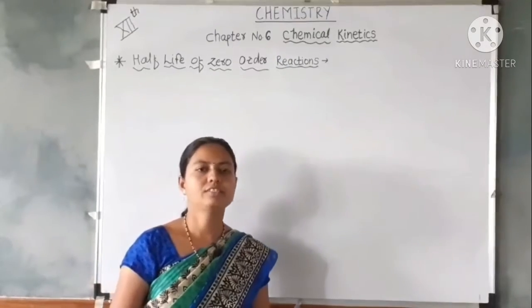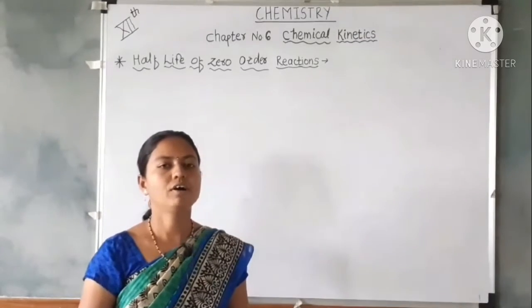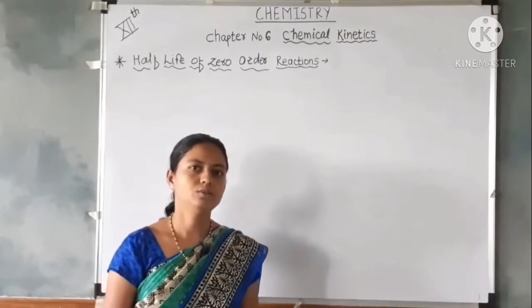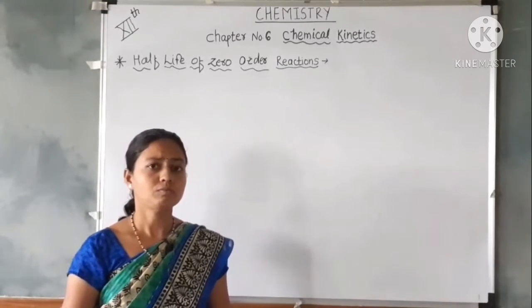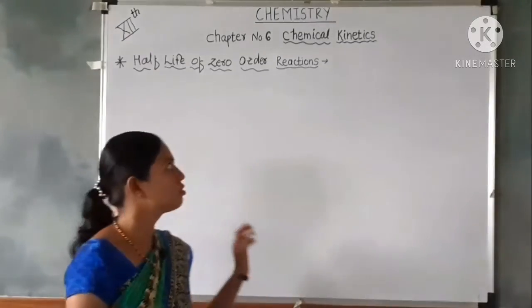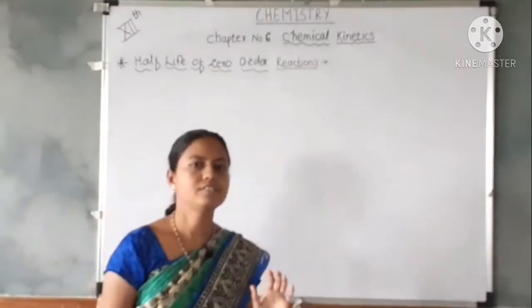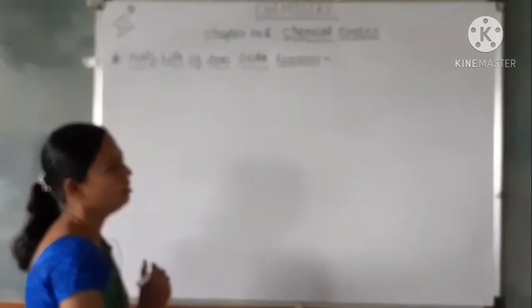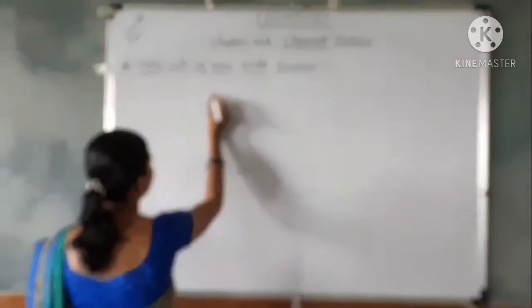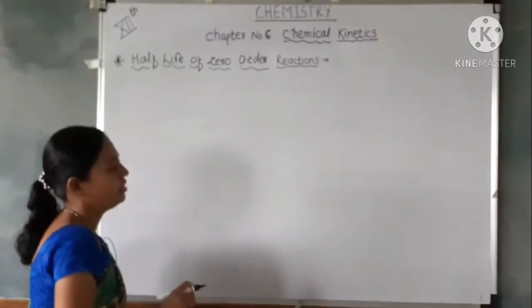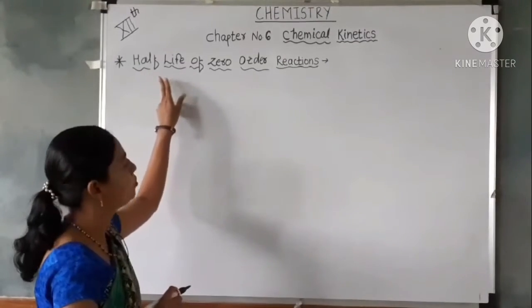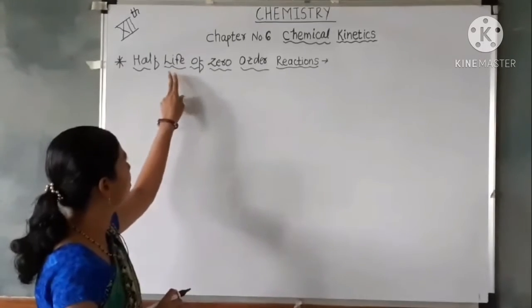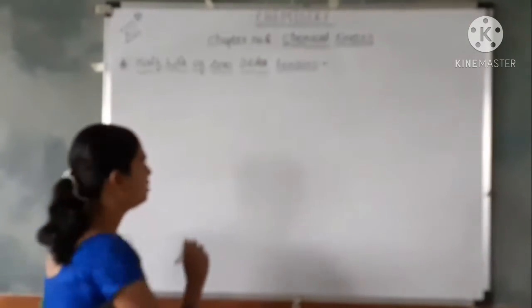The half-life of a reaction can be defined as the time required for the reactant concentration to fall to one half of its initial value or initial concentration. Zero order reaction has a rate constant, and from this we have to derive the equation for the half-life of zero order reactions.